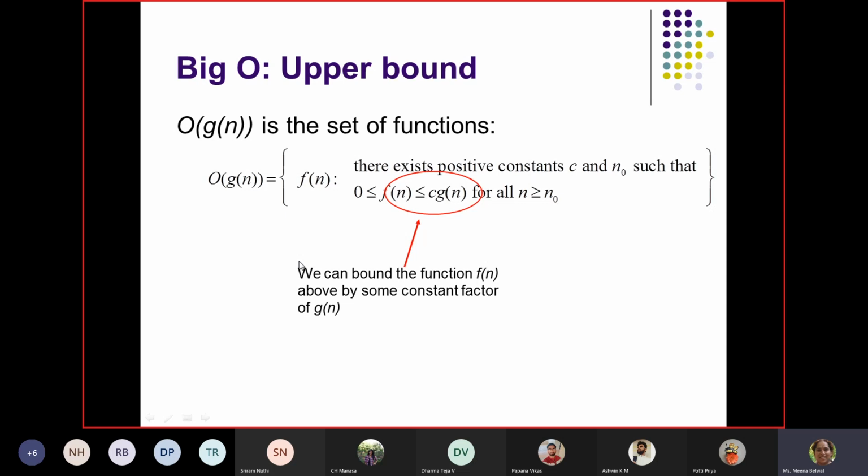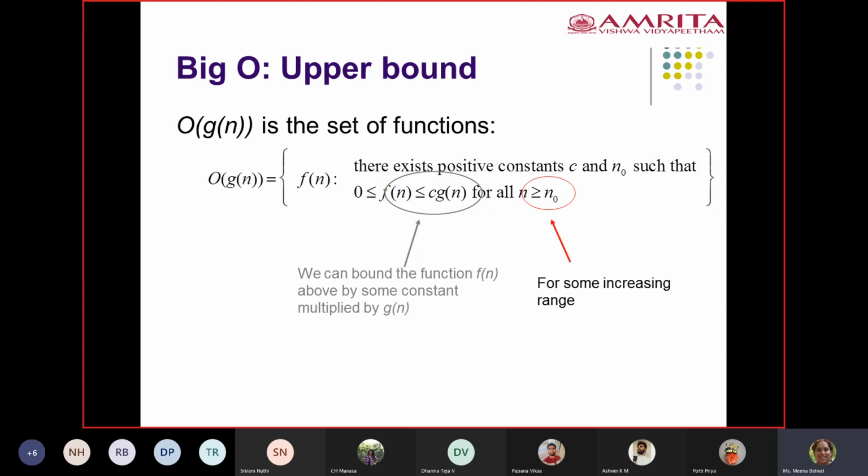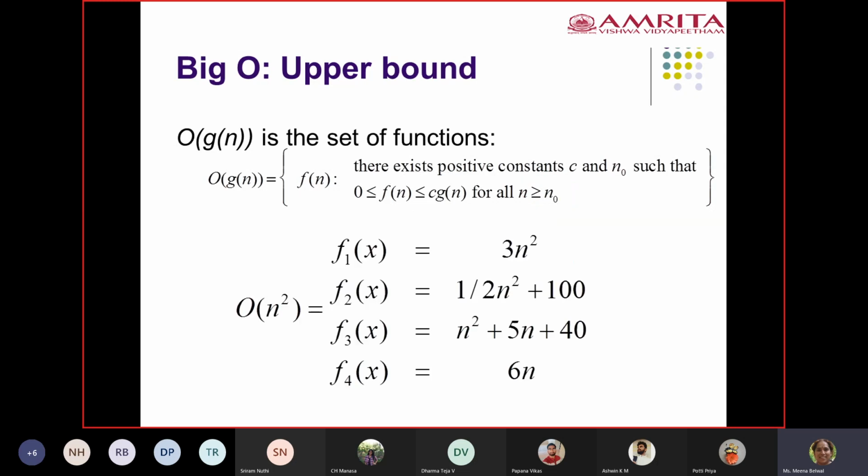So what exactly does this mean? This tells us that big O gives us an upper bound. We can bound the function f(n) above by some constant factor of g(n). That means f(n) cannot grow more than g(n) with some constant factor. So important for us is to find this constant factor. It also gives you a range: this minimum n0, beyond which, when n is equal to n0 or more than n0, this condition should be satisfied. So important for us is to find c and n0.